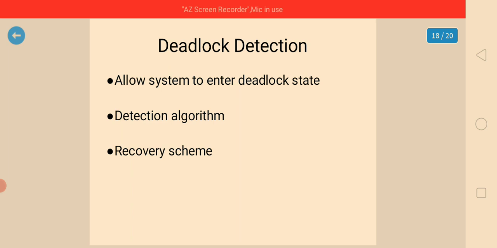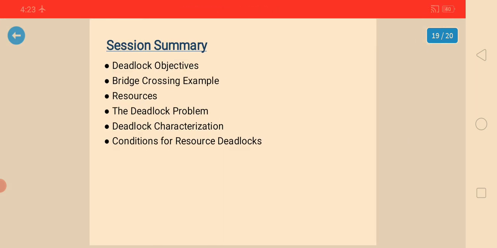So this is the information regarding deadlocks. Finally, the summary of the session: what we learned in today's class.